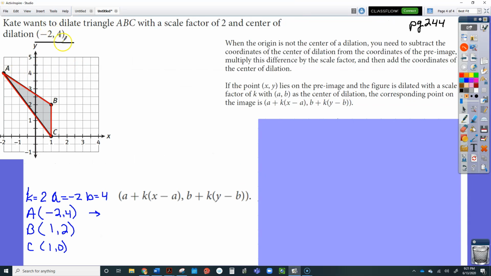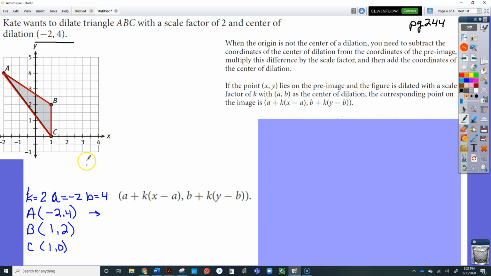So they want us to take this problem right here, and they want us to increase the size, enlarge it by a scale factor of 2, and they want the center of dilation to be -2, 4. Okay, so here's how you can do it. You can do it algebraically, or you can do it using the distance formula, okay? So you can find the distance from here to here, and then go from here and double it, and you'll find your new point. So you can do it that way.